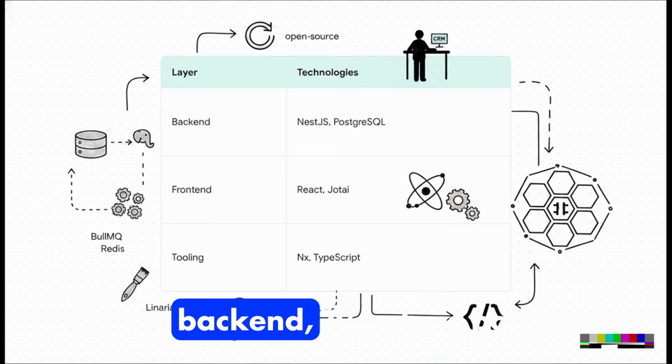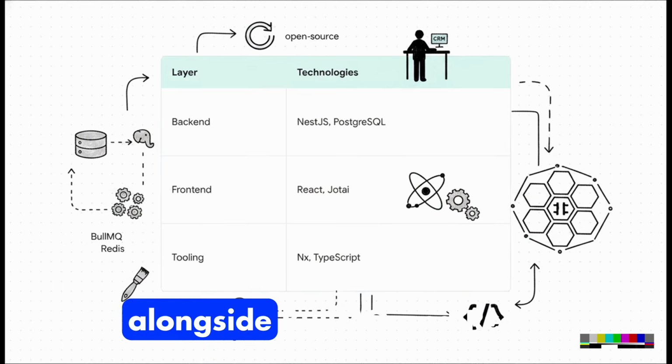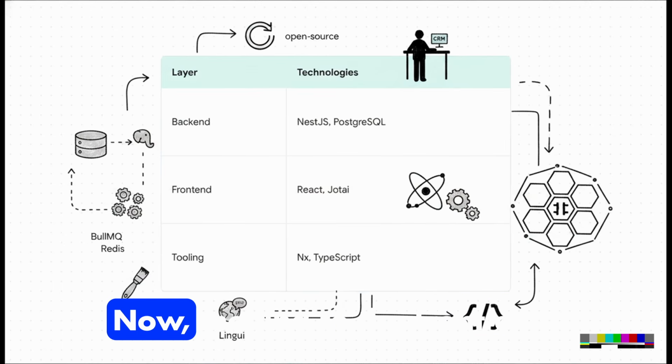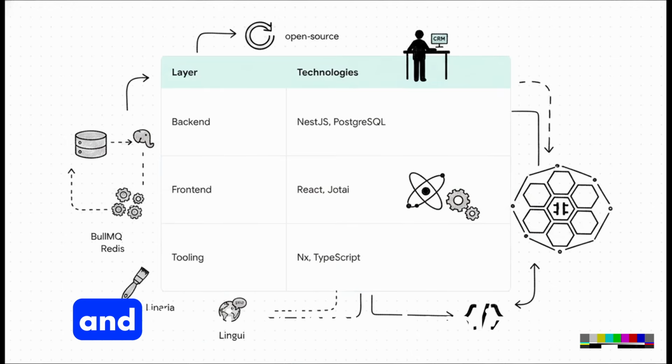On the back end, 20 is powered by Nest.js to give it that robust enterprise structure. It's using Postgres for the database, alongside BullMQ and Redis for handling all those queues and background jobs. Now, moving to the front end, they're leveraging React, but they've paired it with Jotai for lightweight atomic state management, Linaria for zero runtime styling, and Lingui for internationalization. And wrapping that whole shebang together at the tooling layer, they're using NX to keep the monorepo super tidy.